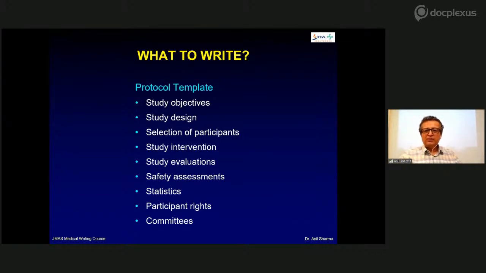Why you want to do the study, what sort of a study design this is, how will you select participants, what are you going to do to those participants, what sort of an intervention would you plan for these participants, what parameters would you study in these participants, what are the safety factors that you have taken into account to make sure that your participants are safe, and of course statistics, what sort of statistics would be used, and then we have participant rights and committees. So this constitutes a standard study protocol which should be there in all teaching hospitals.